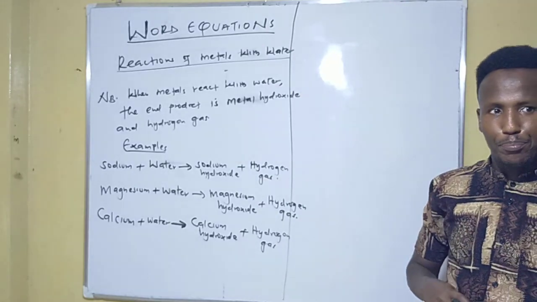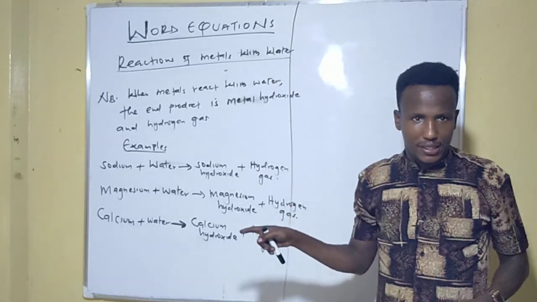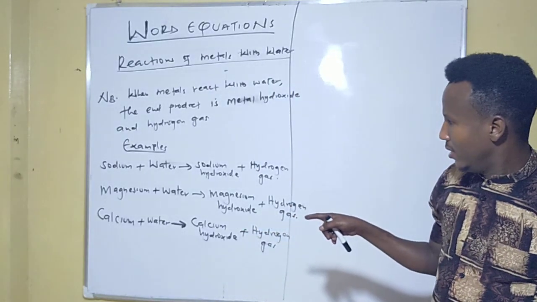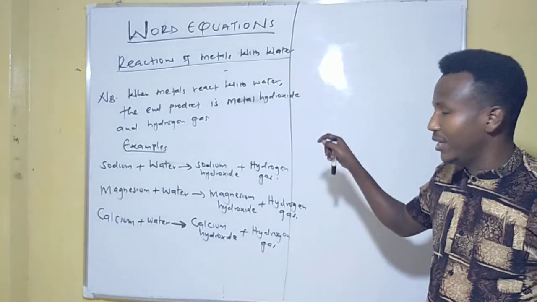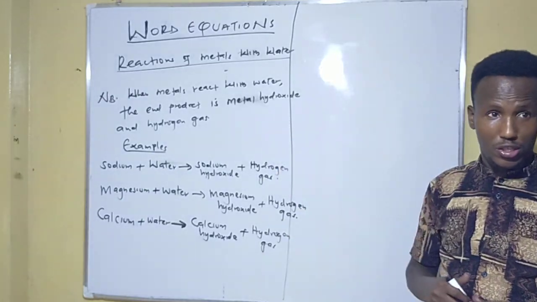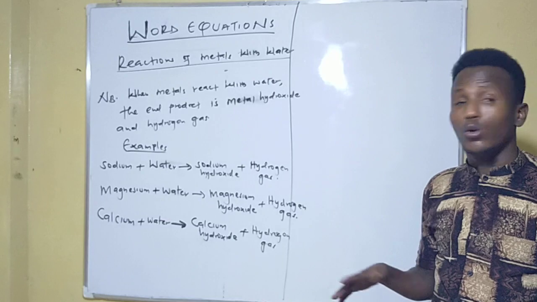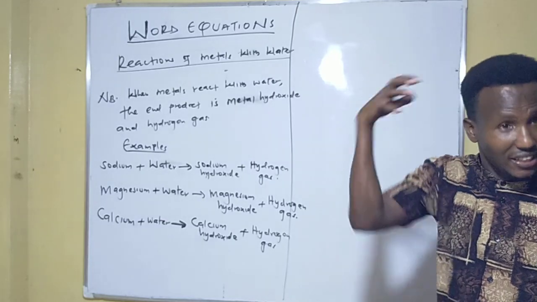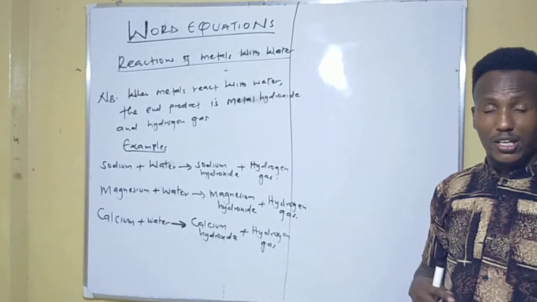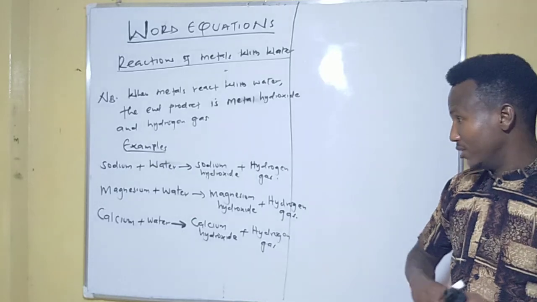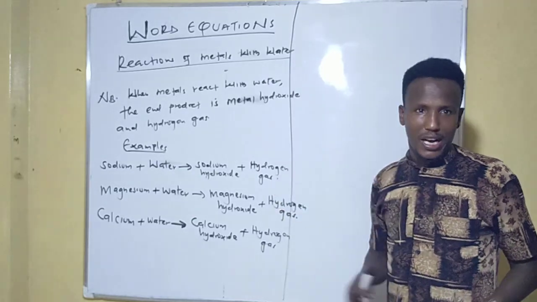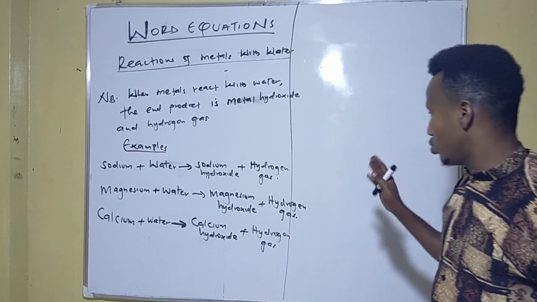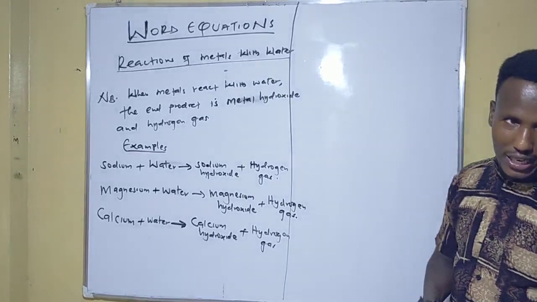Is basic. Okay. You can also test by dipping a blue litmus paper in the solution. The blue litmus paper will not change its color, and that indicates that the solution is basic. Okay. One of the hydrogen gas produced also. There is what we normally call the confirmatory test of hydrogen gas.